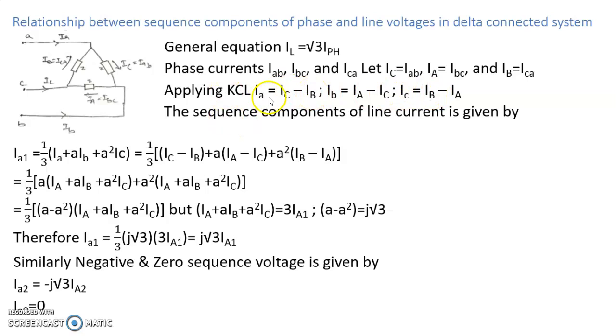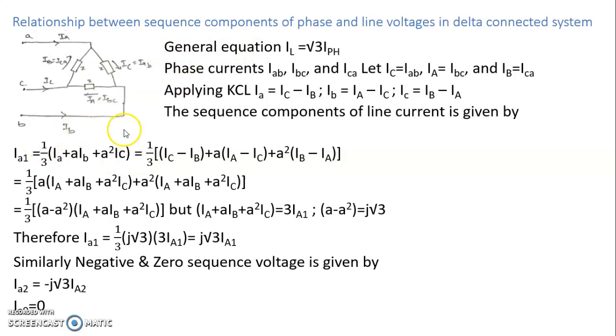So now these are the values IA, IB, IC I know. I want to know the sequence components. So let me discuss first the positive sequence component of line current. These are the phase currents. Now I will discuss the line currents. The positive component of the line current, IA1, can be given as root 3 times IA plus A IB plus A square IC, the previous equation we are maintaining here.